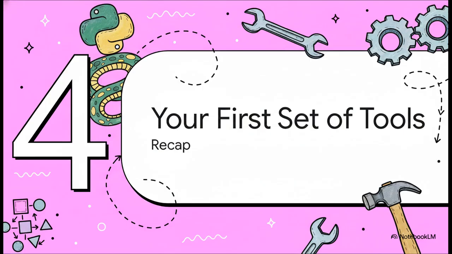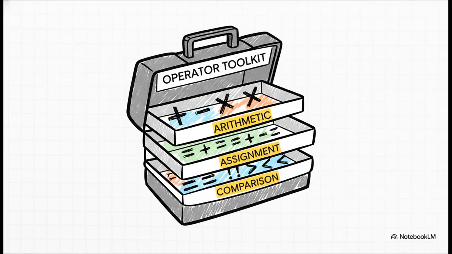Just by understanding these 3 groups, you've given yourself the absolutely essential tools you need to start writing real functional Python code. So let's do one final review of our toolkit. We have our arithmetic operators to do the math, we have our assignment operators to store and update our values, and we have our comparison operators to make decisions by asking those all-important true or false questions. This, right here, is the foundation of everything.